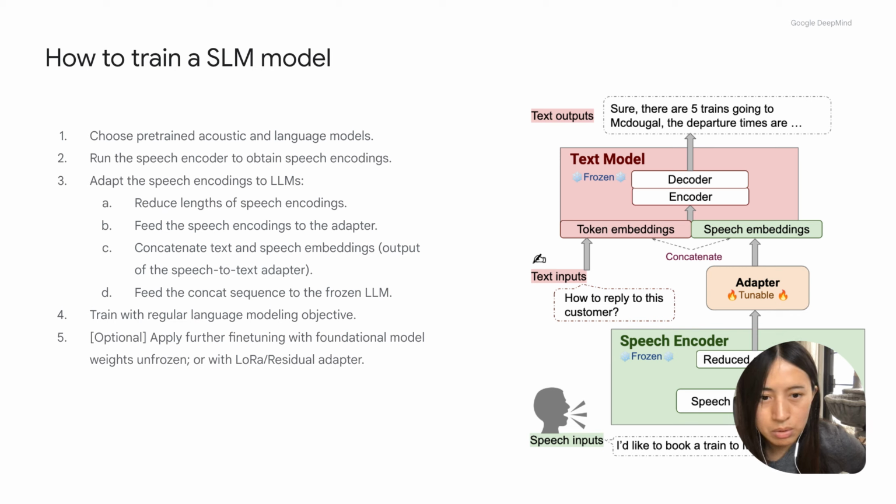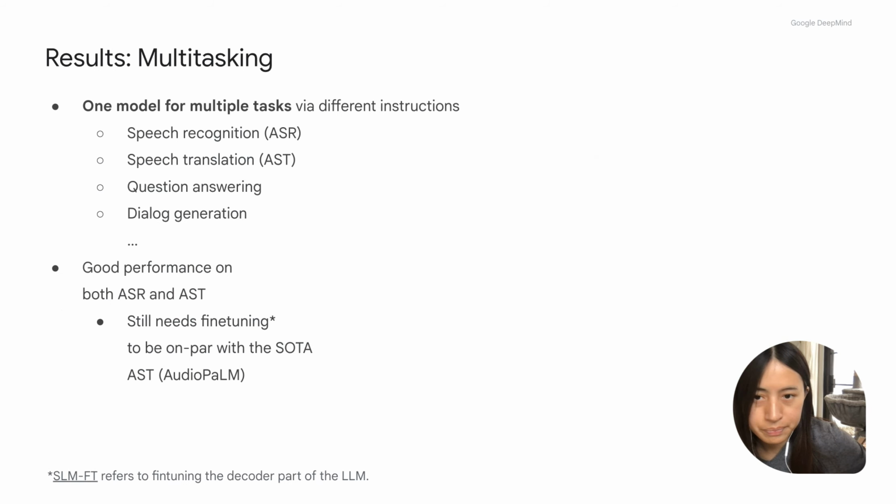So basically, the role of the adapter here is to force the speech encoding into the text embedding space so that the speech embedding can also be processed by the frozen language models. So in this case, you can say both the pre-trained speech encoder and text encoder are frozen. Optionally, we can also do further fine-tuning on either of the foundation model weights, or we can apply LoRA or residual adapters to the pre-trained models so that it can get a better fine-tuning performance.